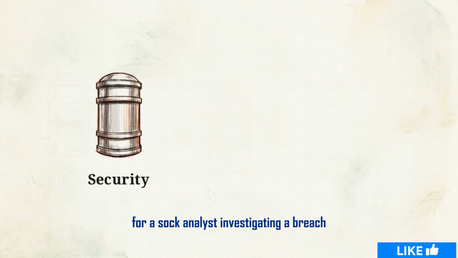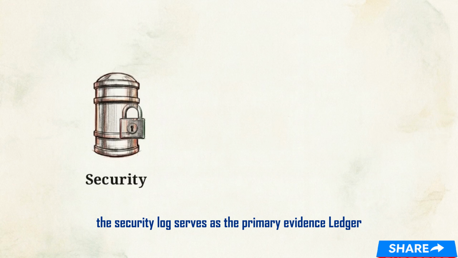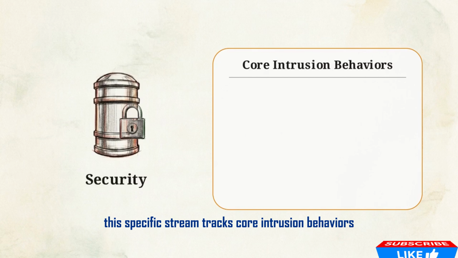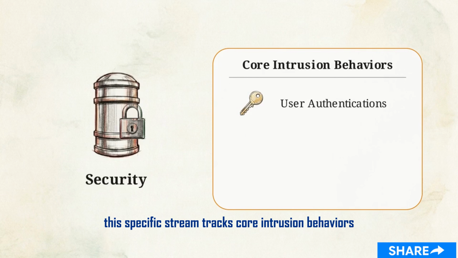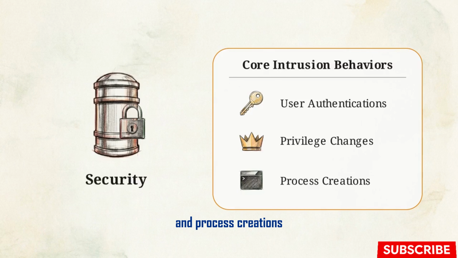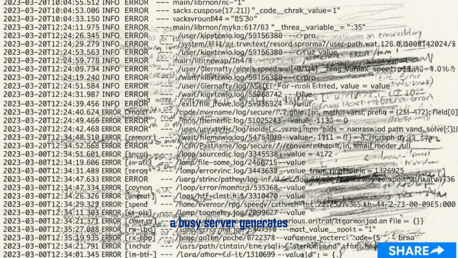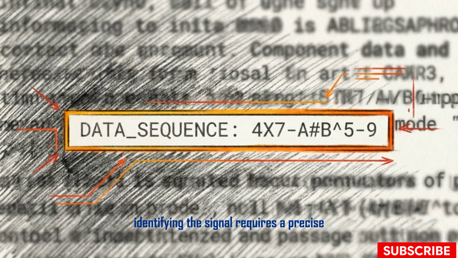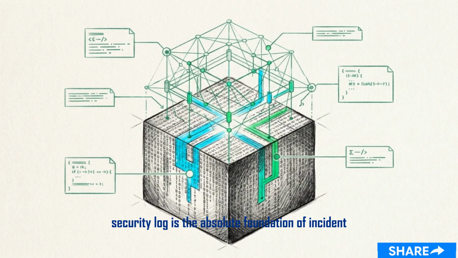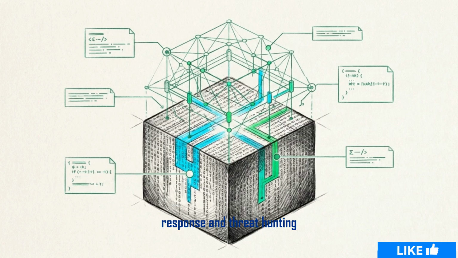For a SOC analyst investigating a breach, the security log serves as the primary evidence ledger. This specific stream tracks core intrusion behaviors, user authentications, privilege changes, and process creations. A busy server generates thousands of these events every hour. Identifying the signal requires a precise understanding of which event IDs correlate to specific attack phases. Mastering the native security log is the absolute foundation of incident response and threat hunting.